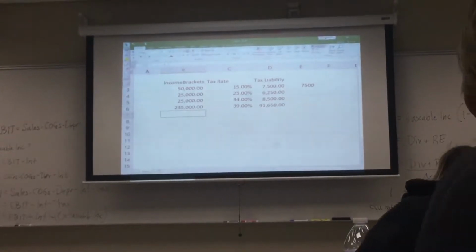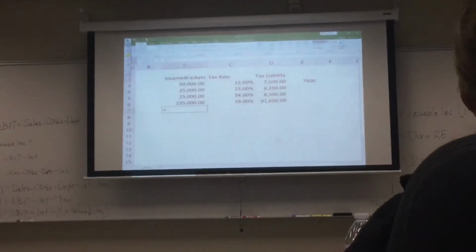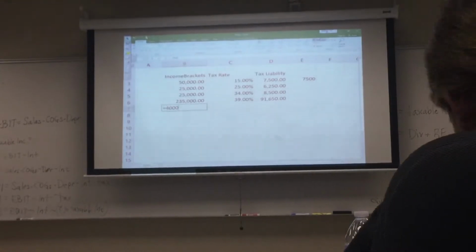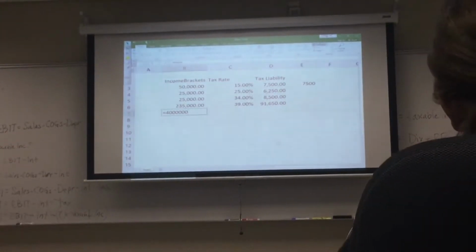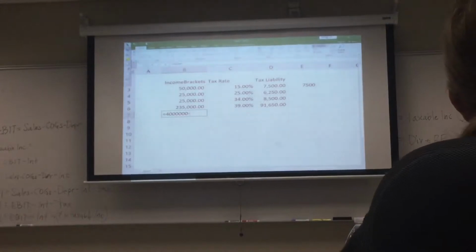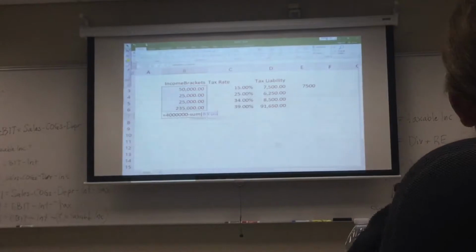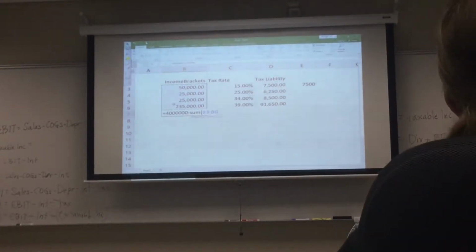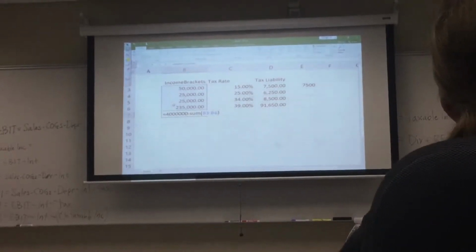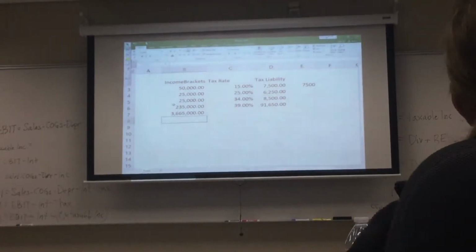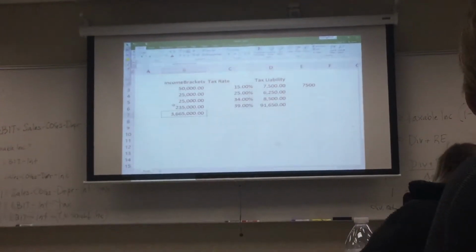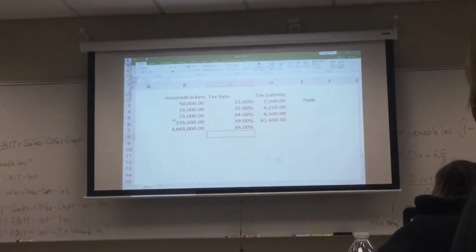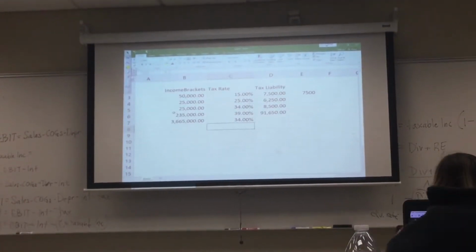So the taxable income here, I'm gonna hit equal, 4 million is how much I have. I'm gonna subtract everything that I've already accounted for, so I can sum up everything that I've already accounted for here, which turns out to be 335,000. Close up the parentheses. I have $3,665,000 worth of taxable income that will be taxed at 34%. Does that make sense to everyone?